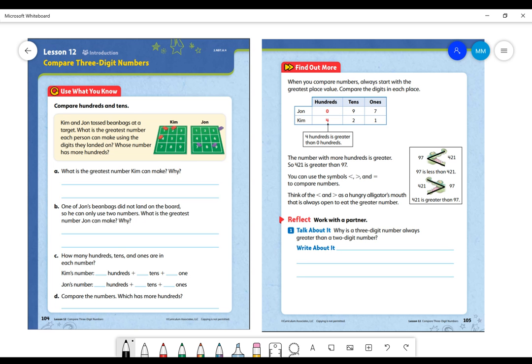So here's what I'm going to do. It wants us to make a number using those digits. So I'm going to make a hundreds, tens, and ones chart for Kim. I'm going to write Kim up here. And I'm going to make one for John too. So John has a hundreds, tens, and ones chart too.